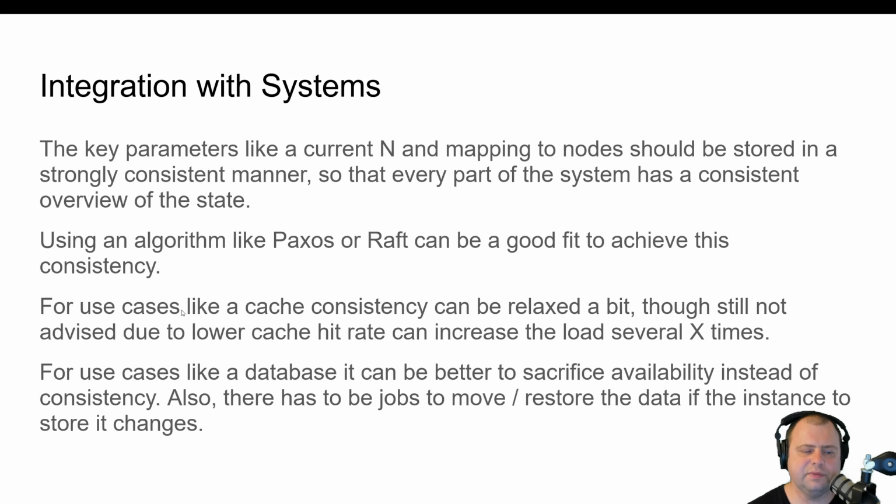Also, depending on your use case, for example if it's a cache, then consistency requirements can be relaxed a bit, because in the worst case you just start repopulating the cache in a new node, and it's not going to be a big deal if some cache misses happen. Still, it may tank your hit rate to some degree, and it increases the load on your underlying compute or database several times, so it still may be undesirable. But for use cases like a database, it can be better to sacrifice even availability instead of consistency. And also there have to be some jobs to move or restore the data if the instance which stores it changes.